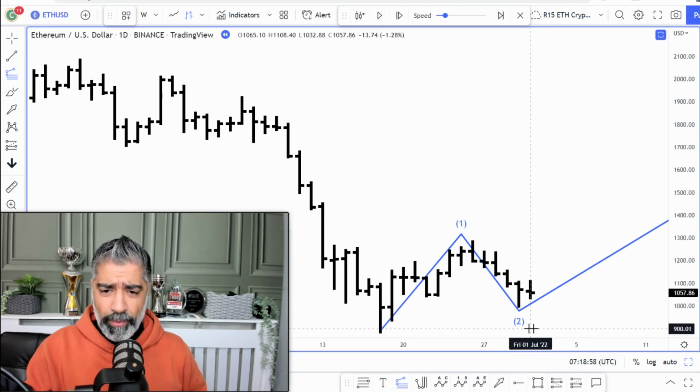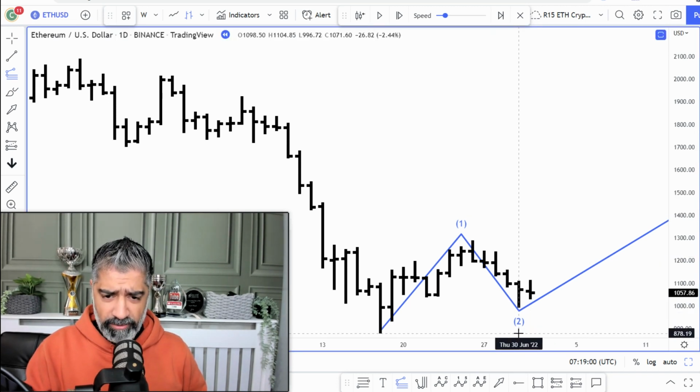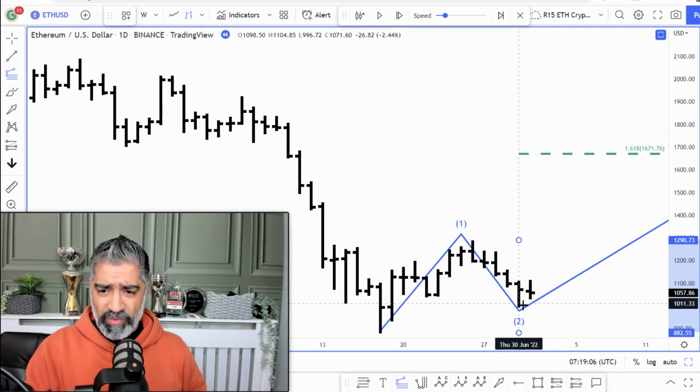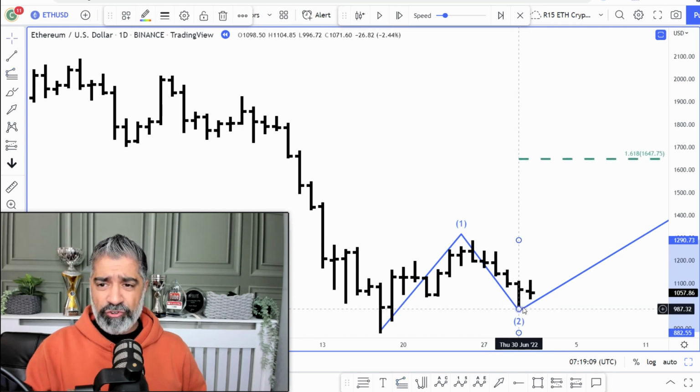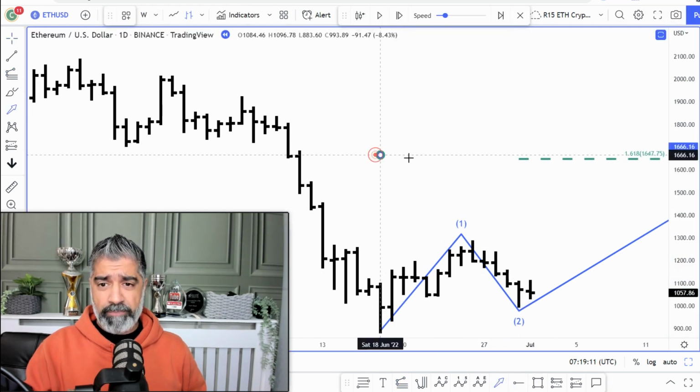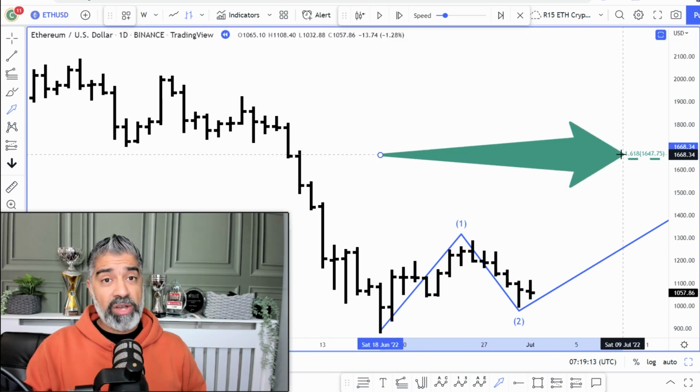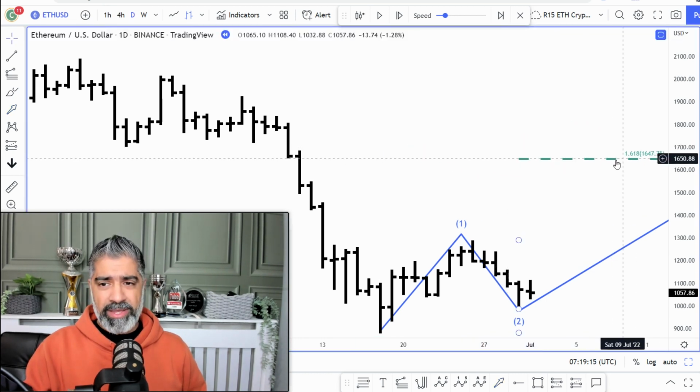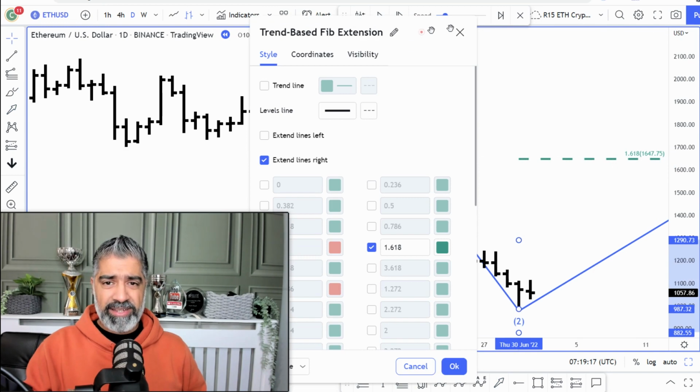So let's take this low of the wave 1. Just going to make sure I get it right on the low. And then the second click is at the top of the wave 1. And then at the bottom of wave 2. And this green line that we've just got on the chart, you can see here it's got the ratio of 1.618. Now if you double click it, you can see you can select different ratios.